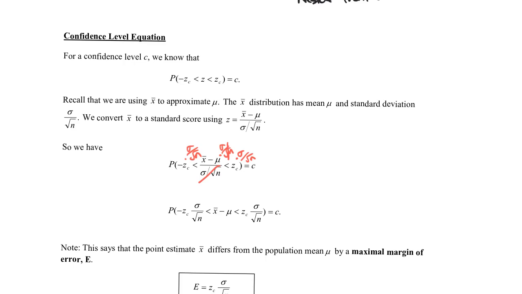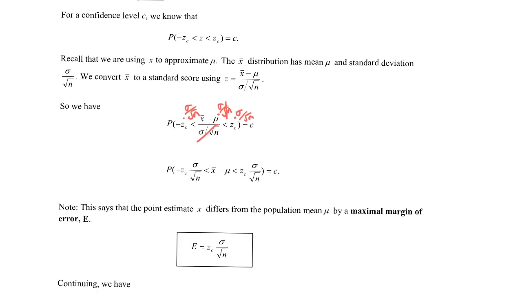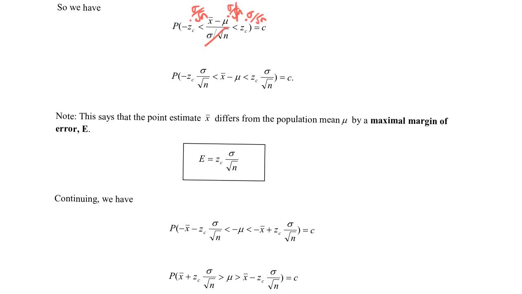So then at this point we can notice what this says. This says that the point estimate differs from the population mean by this maximal margin of error E. This thing right here would be E, because this is just negative E and positive E. We're basically saying that the sample mean minus the population mean is going to be less than this, and it's going to be greater than this. So this is our maximal margin of error right here.